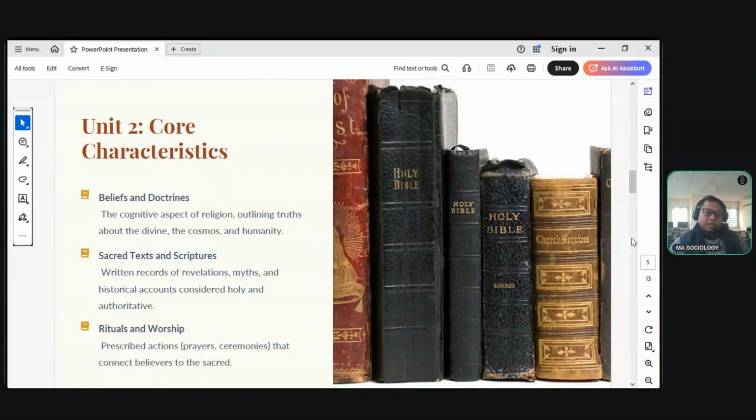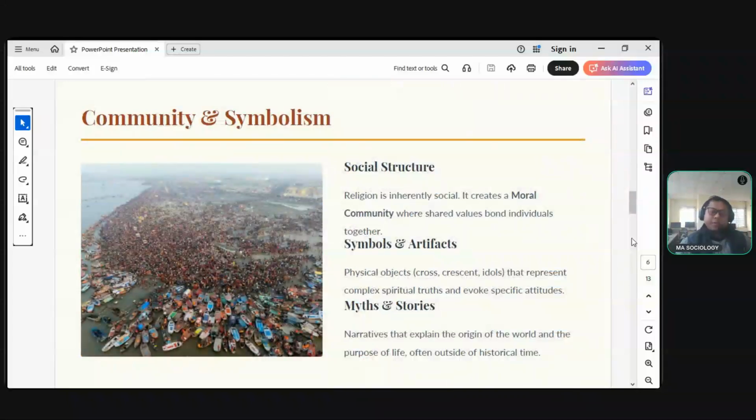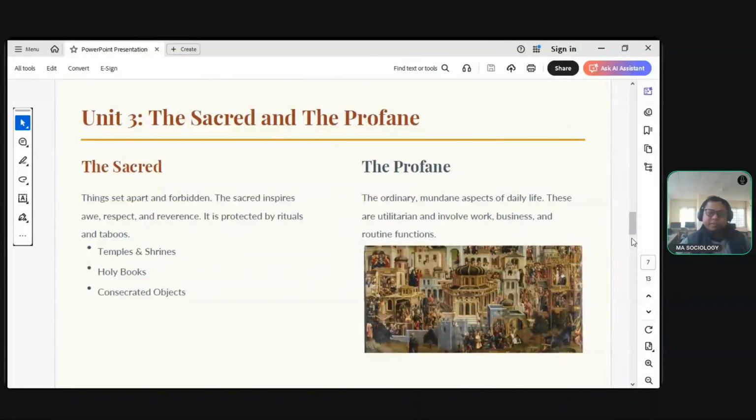So the core characteristics of religions have always been the beliefs and the doctrines. The sacred texts, whether we talk about Christianity, the Holy Bible, the Muslims, the Quran, or the Hindus, the Bhagavad Gita or the Vedas. These are the main elements when we talk about religion. Then rituals and worship, prayers and ceremonies. And community and symbolism, the artifacts, the myths, the stories, which have always been important, and the sacred and the profane as well.